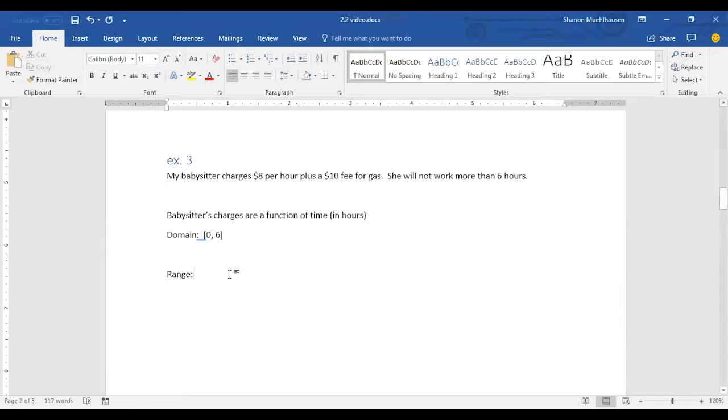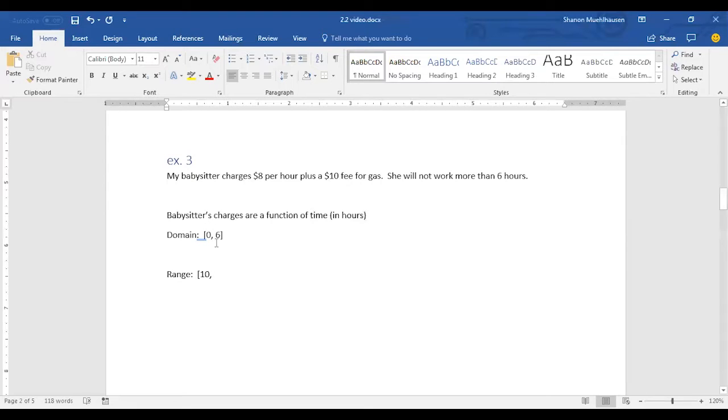When I think about the range, the total price, my total charge, I have to actually do some math here. I know that the minimum charge would be if she spent no time. Say she came to my house, and I said, something's changed, I don't need you to babysit for any hours. I might still get charged this $10 fee for gas. That is, if she comes to my house to babysit, her fee is going to be at least $10.